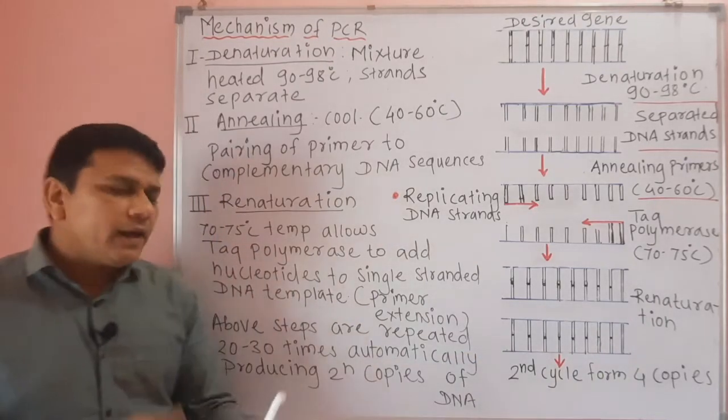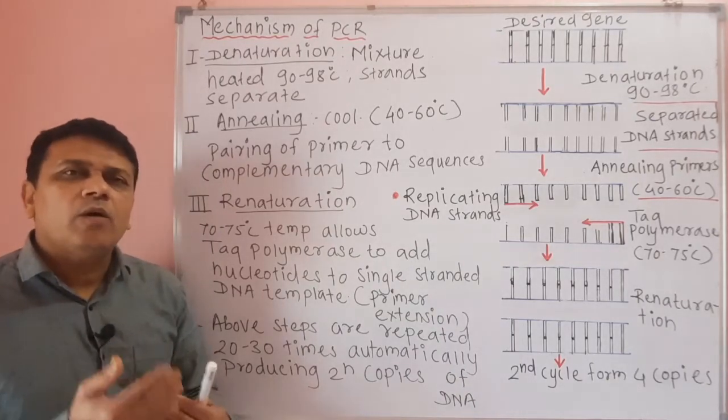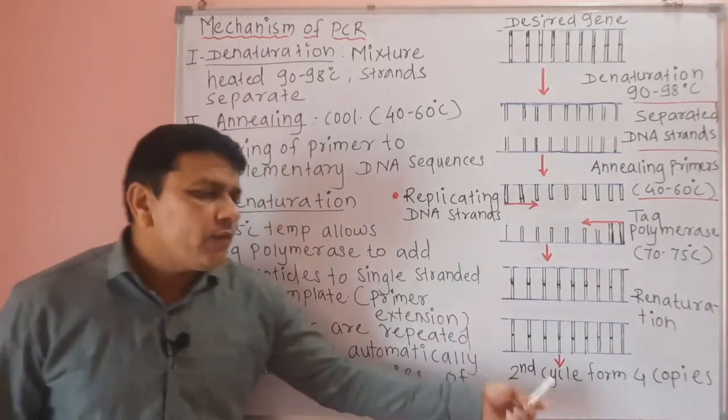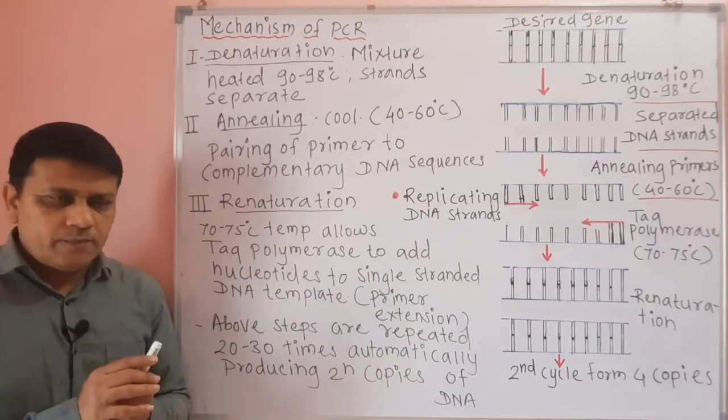Then the cycle continues to repeat as the machine is automatic. So when we get the desired number of copies, we can stop the process.